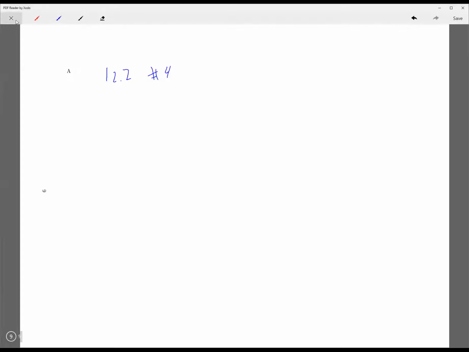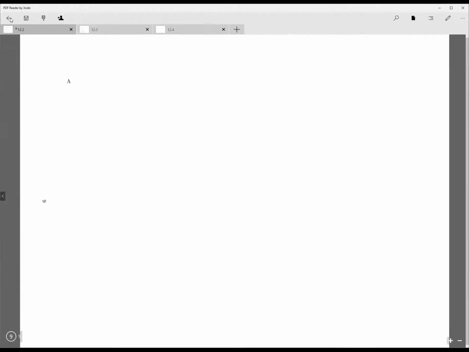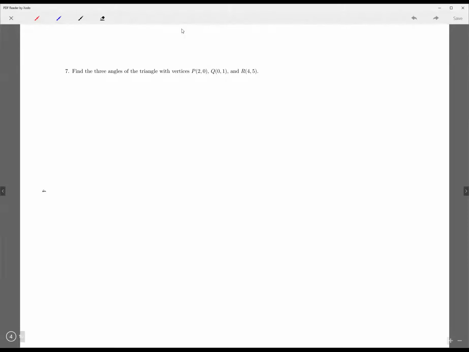Okay, great. Let's go to 12.3. Last time we had just finished number 6. So here's number 7. These 3 points form a triangle, and we're supposed to find all the angles of the triangle with those given vertices. So we can draw a picture. It doesn't really matter how we draw the picture, but maybe we should make it so that it somewhat resembles reality.